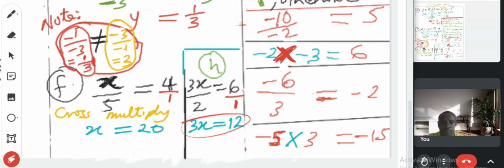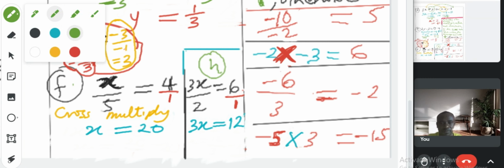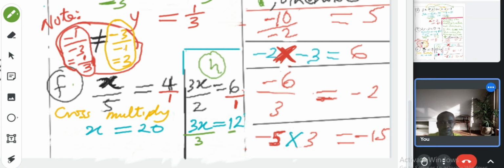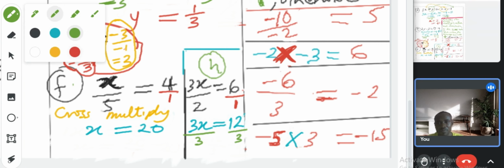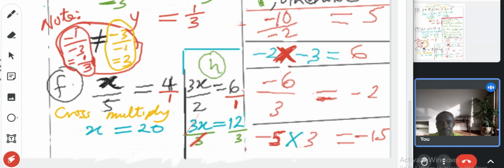And then you do 3x divided by 3. You divide both sides by 3. Beautiful. Over 3 over 3. So the final answer will now be, because the 3 will cancel out the 3 and then you have x left, equals 12 divided by 3 will give you 4. Can you see that?